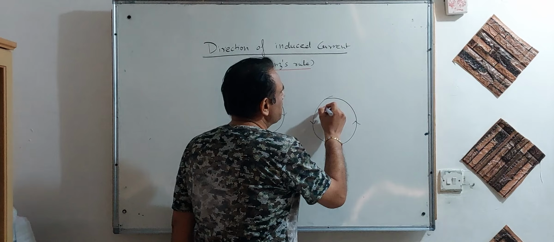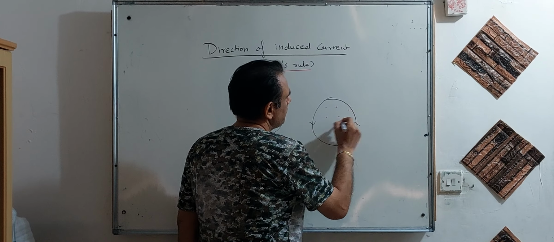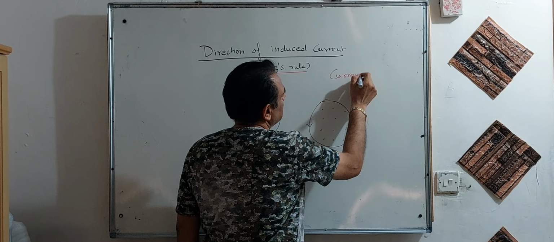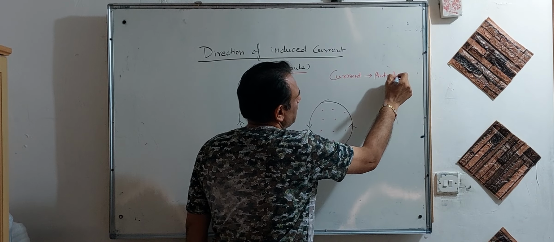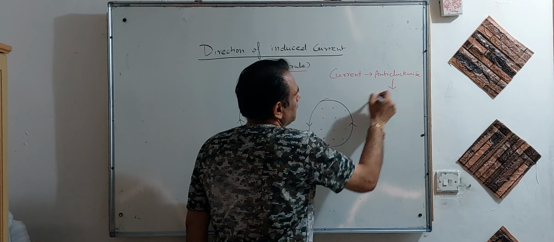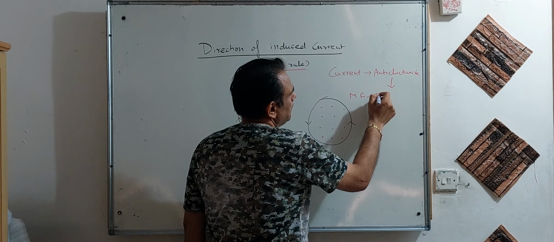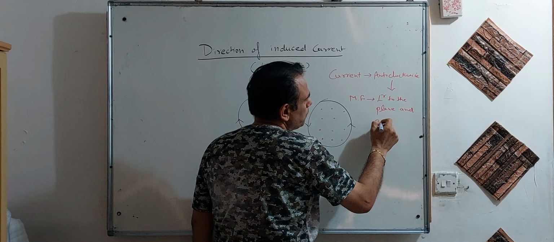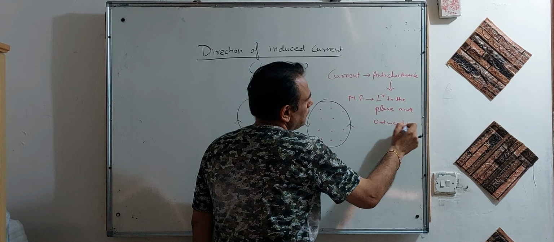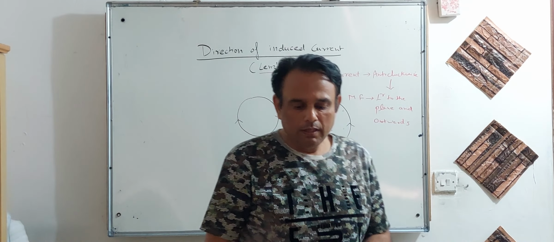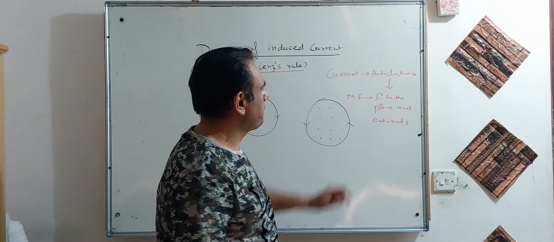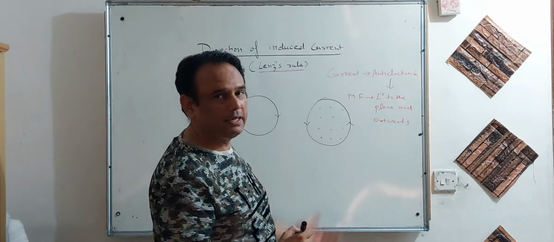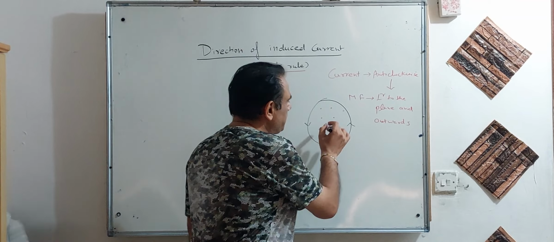outward. And outward we represent with a dot. So remember, current anti-clockwise, magnetic field perpendicular to the plane and outwards. That is important. Current flows anti-clockwise, magnetic field will be perpendicular to the plane and outwards. So for this plane, I am talking about this board, it is in vertical plane, right? Your notebook is horizontal plane. So for this plane, this is called outward.